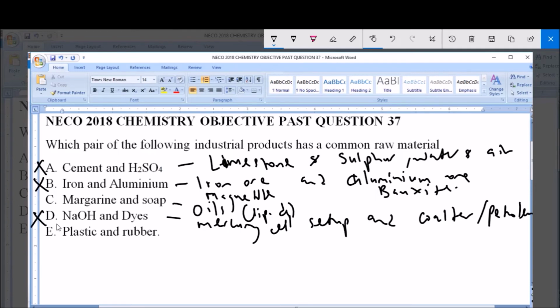Now option E, plastic and rubber. Plastics are made using various materials, but the most common one is cellulose, and then rubber is majorly made using latex. So as you can see, the raw materials are not the same, so this is also out.